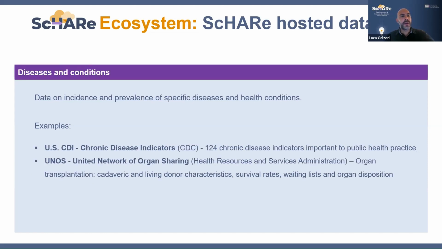And finally, the last category is diseases and conditions. You would be able to find data on incidence and prevalence of specific diseases and health conditions. Two examples that I'd like to mention are the chronic disease indicators on 124 chronic diseases, or the data on, for example, organ transplantation, which is also very interesting for health disparities research.